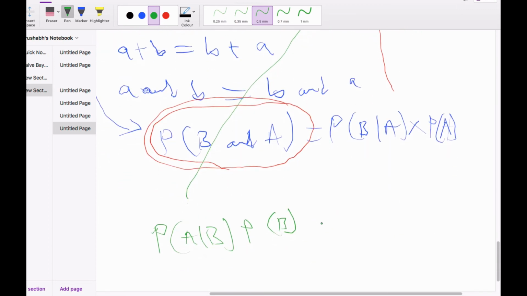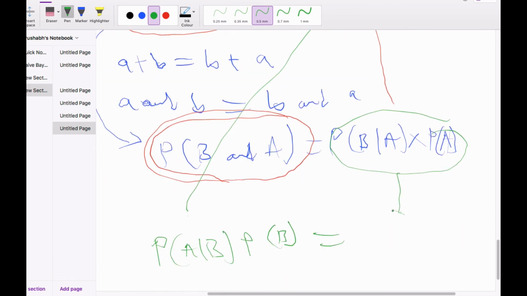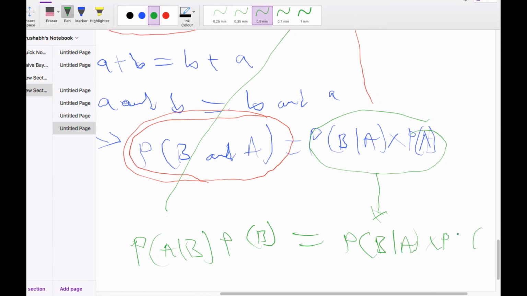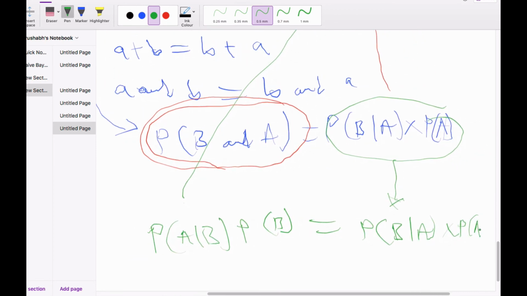All right, so we are saying that this is equal to this one. Either side of the equation is the same. So I'm going to bring this one down here, which gives us the probability of B given A, multiplied by the probability of A.